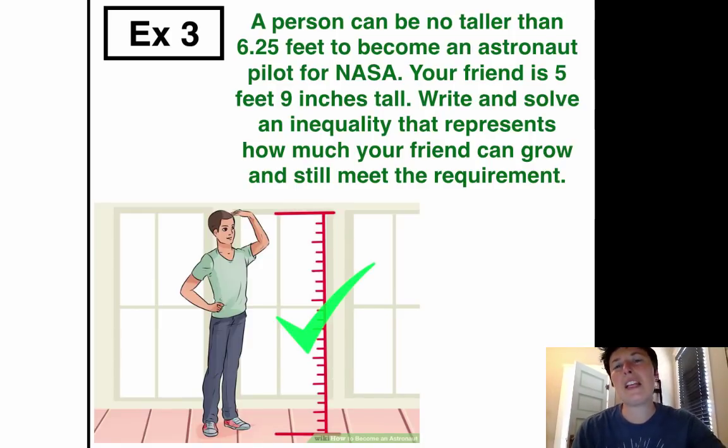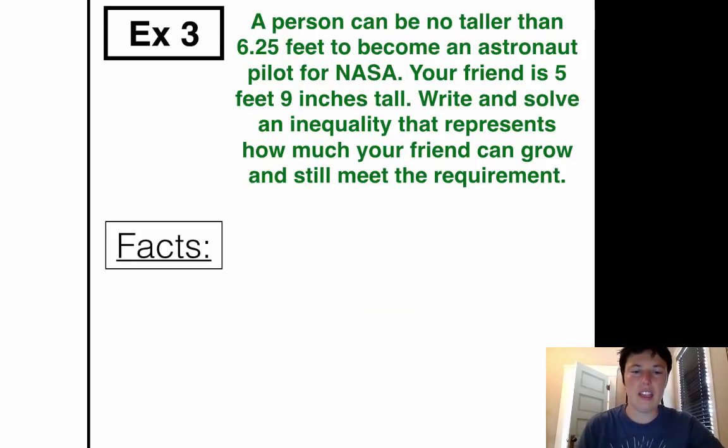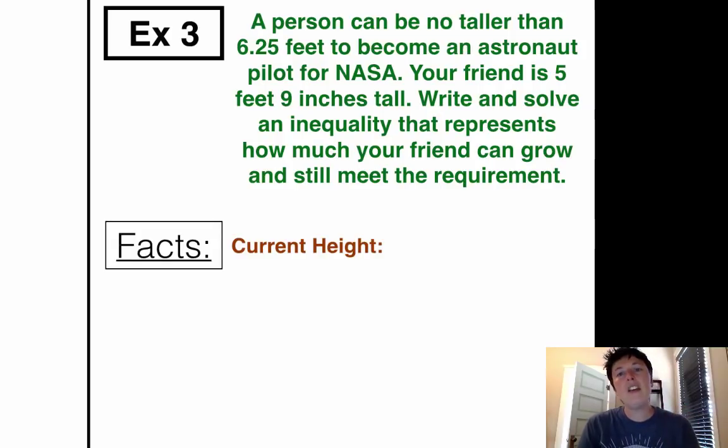Now we probably could answer this without getting too detailed into our algebra, but because we're in algebra and we're trying to practice, we're going to make this problem get a little extreme with our thinking. So first, let's write down the facts. That's kind of a big story problem. So here are the important facts. What do we need out of this story? Well, the current height of your friend. How tall is your friend right now today? 5 feet 9 inches. That's how tall I am.